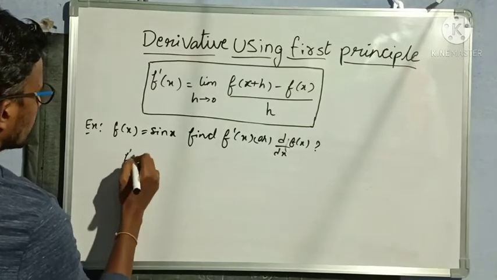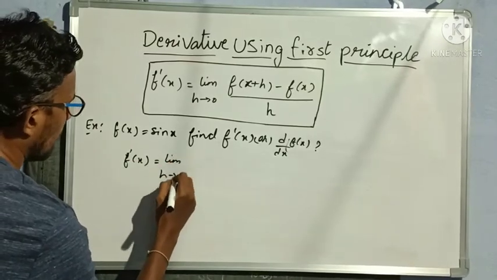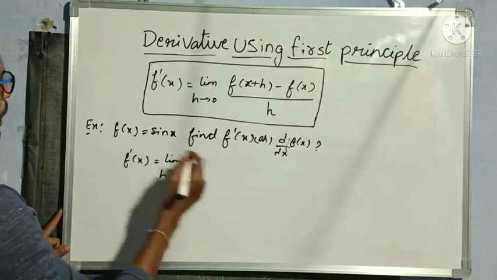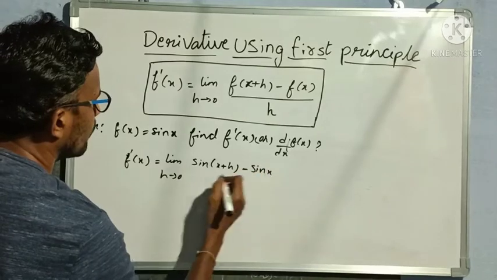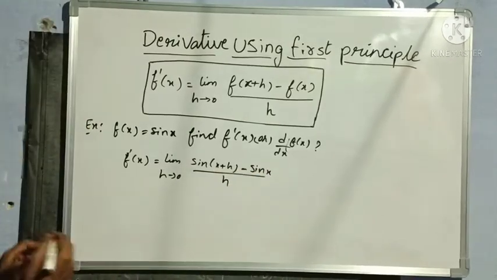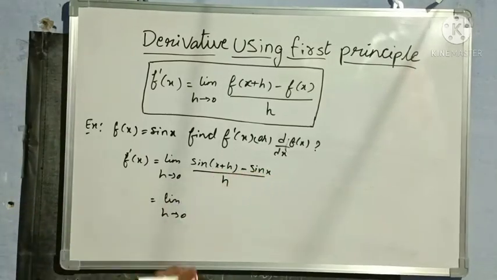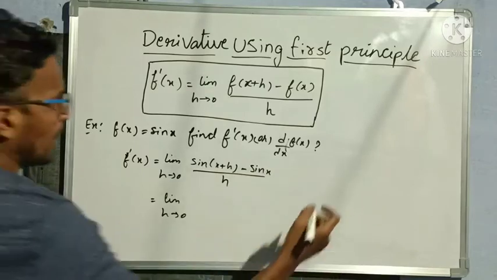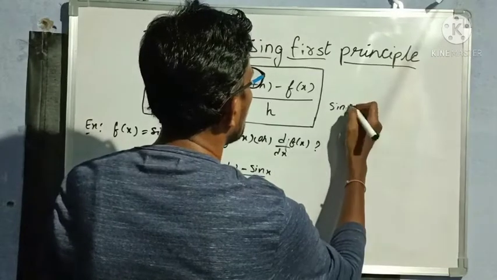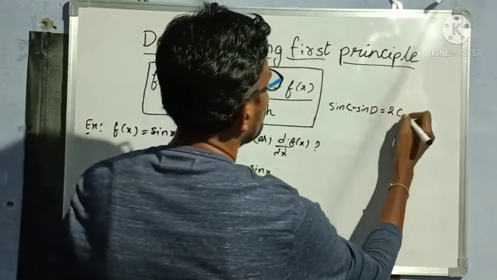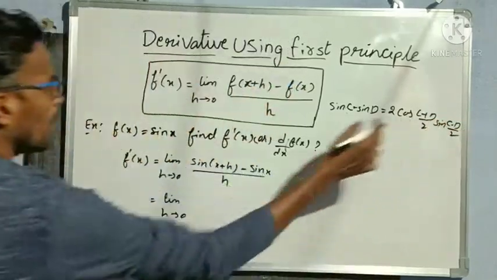So f dash x is equal to limit h tends to 0. So in the place of f of x plus h, what I will get? sin of x plus h minus sin x by h. So that is equal to limit h tends to 0. So here we have to use trigonometric formula, that is sin c minus sin d. So what is the formula for sin c minus sin d? So sin c minus sin d is equal to 2 cos of c plus d by 2 sin of c minus d by 2. The same formula I am using here.